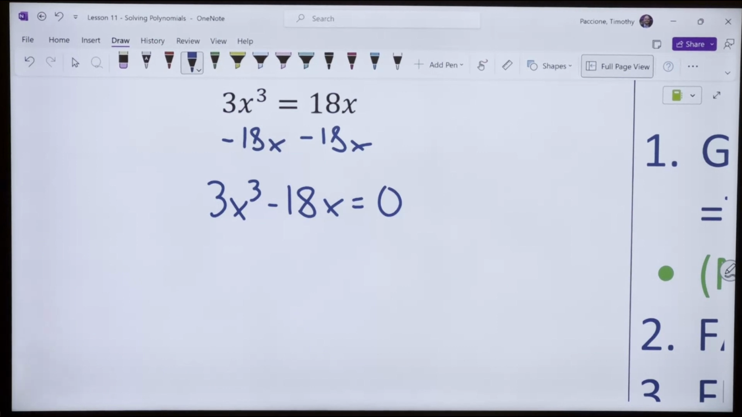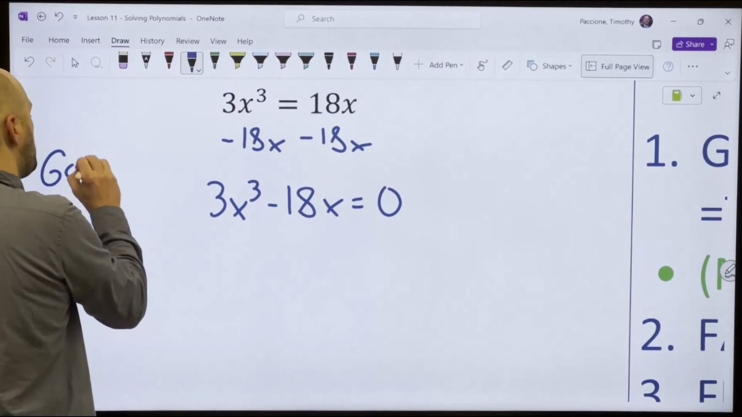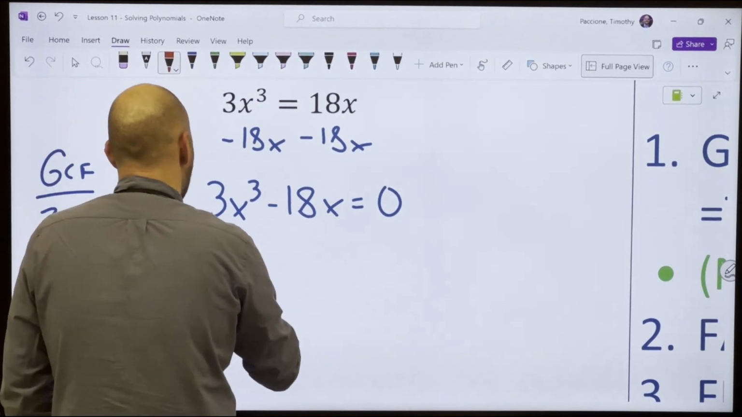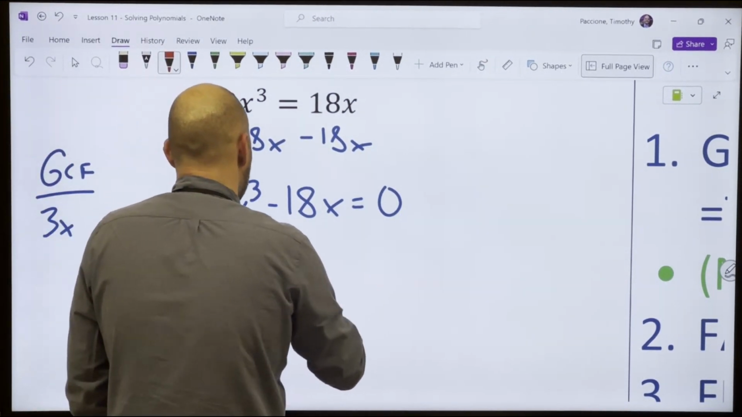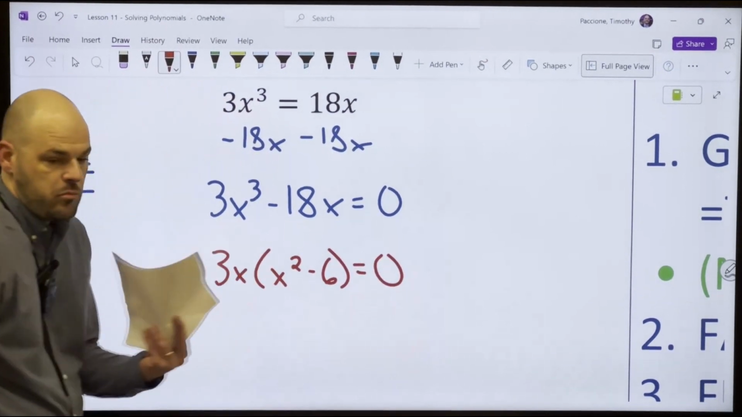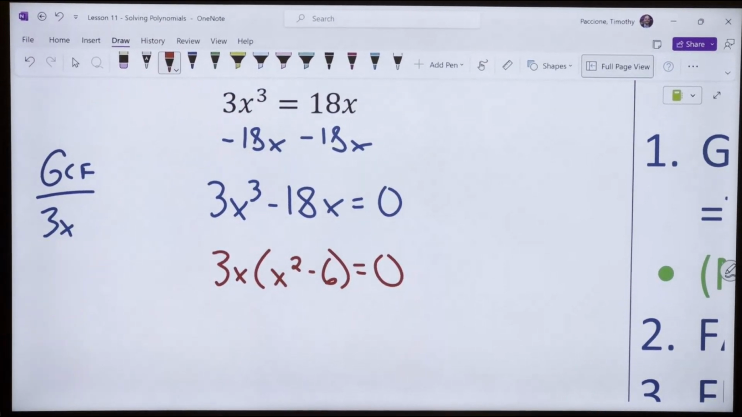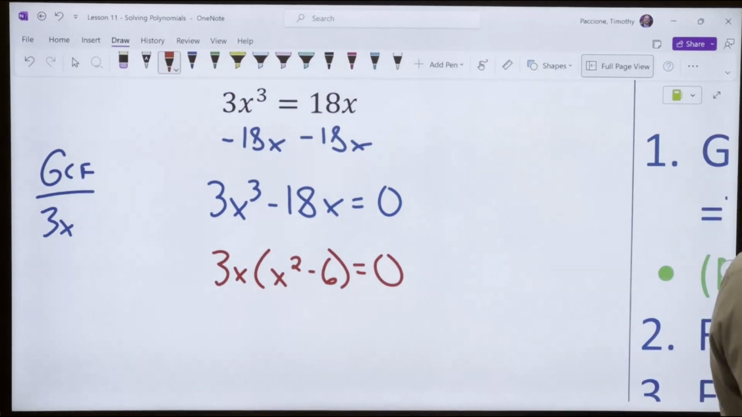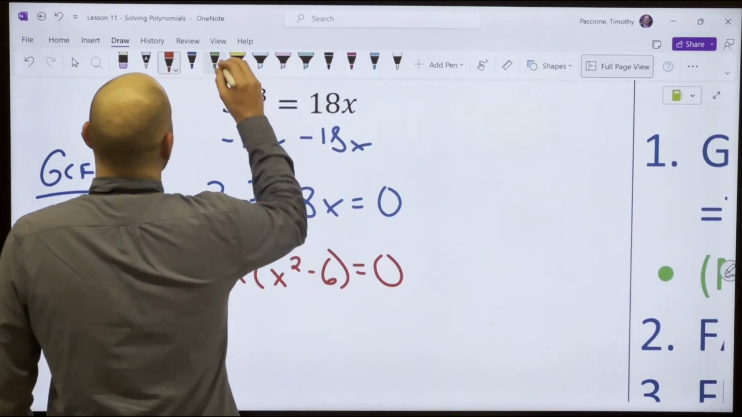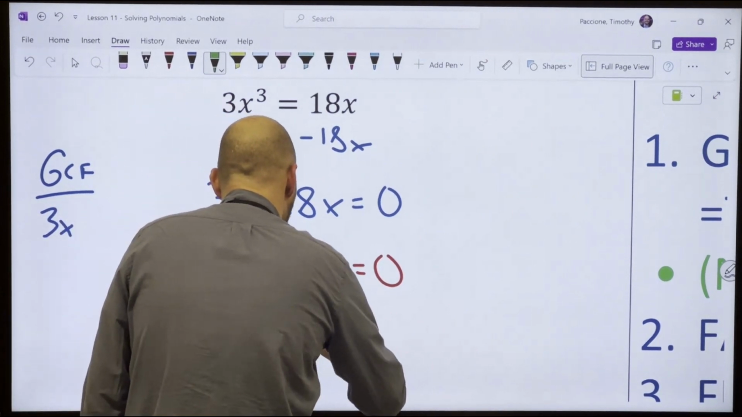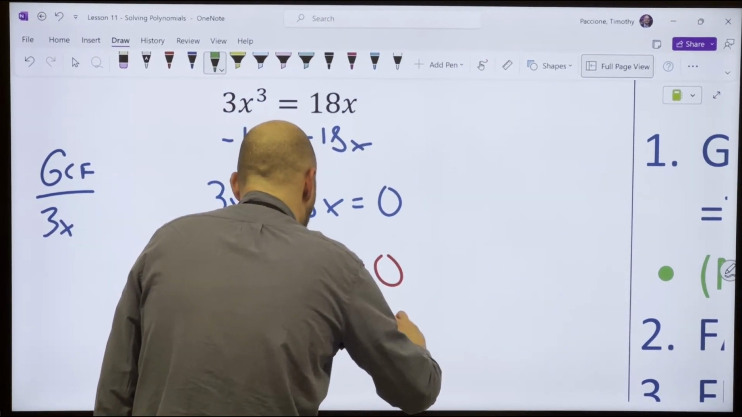And now I see I have one, right? My GCF is 3x. So I'm going to pull that out. It doesn't go away, or I'll lose a root. And I get x squared minus 6 on the inside. And now I can't continue to factor that, so what do you think I do? Is 6 a perfect square? No, be careful. Okay, so 3x equals 0. x squared minus 6 equals 0.